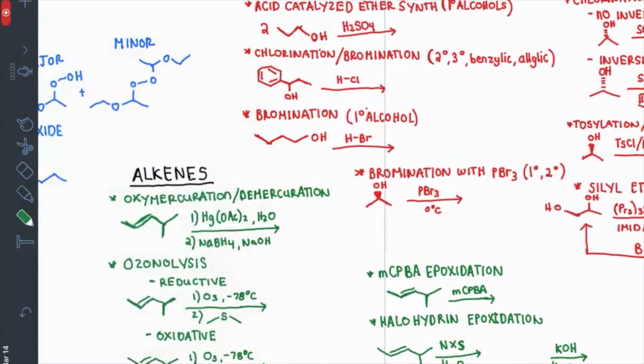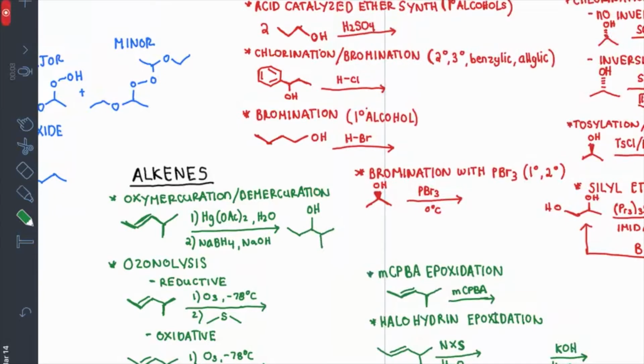All right. Moving on to alkenes. The first reaction we know of for alkenes would be oxymercuration and demercuration. This is essentially all just to create an alcohol on the more sterically hindered side.